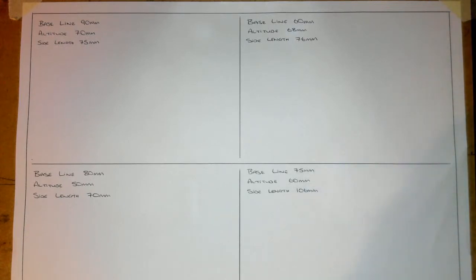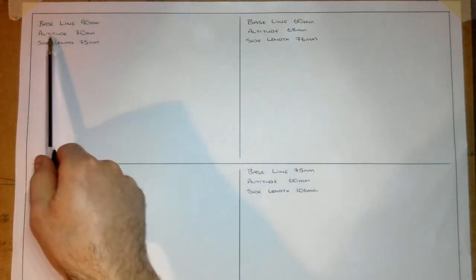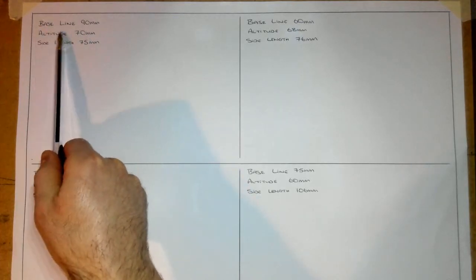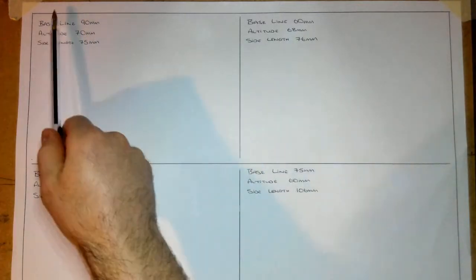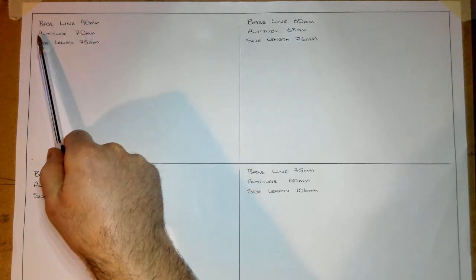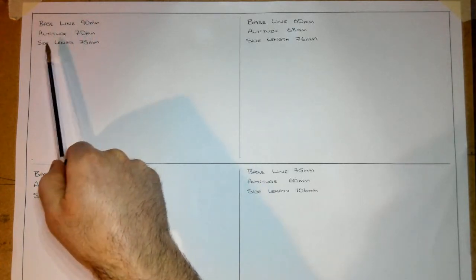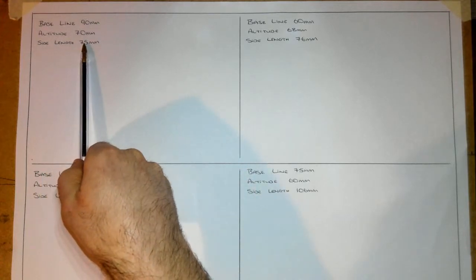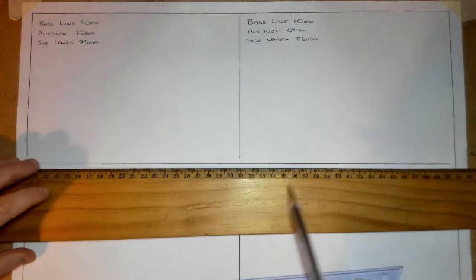So the type of question we'll be given is construct a triangle that has a baseline of a certain length, an altitude, an altitude being a height of a certain height, and then one side length of a certain length again. In this question, top left, we have a baseline of 90 millimeters, an altitude of 70 millimeters high, and one side length that is 75. To do that is a very, very simple construction.